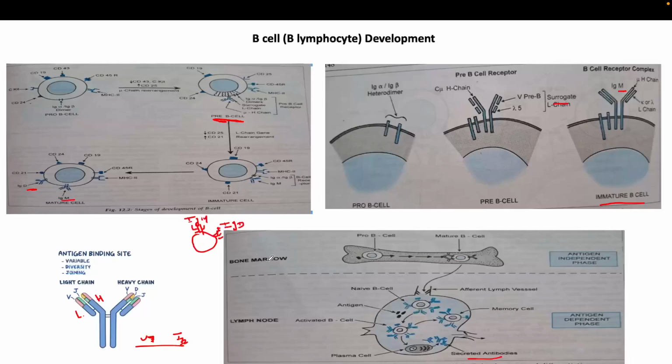Okay, so in the primary lymphoid organ, the bone marrow, firstly the lymphoid progenitor cell will be converted into the pro B cell. Okay, in the pro B cell the immunoglobulin alpha and beta dimer will be present. Apart from this, the CD markers CD45R, CD43, CD19 and CD24.